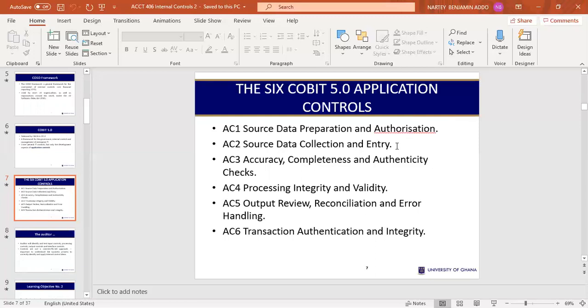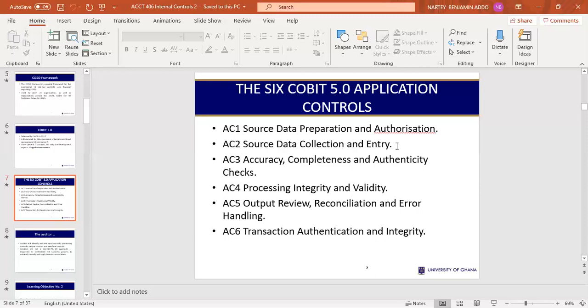Okay, so these are the key areas that we need to provide controls. What are your controls in terms of data collection, in terms of data entry? Who is collecting the data? What rules, policies, regulations cover the collection of data according to your company, and how do we enter data, and so on. Then accuracy, completeness, and authenticity checks. You see, all these must be performed.